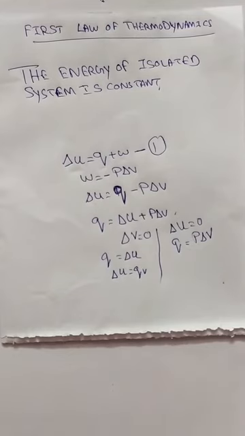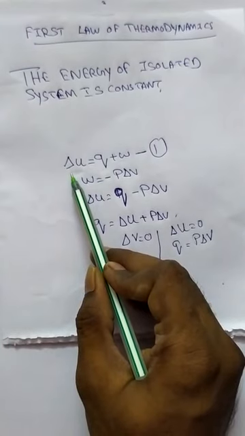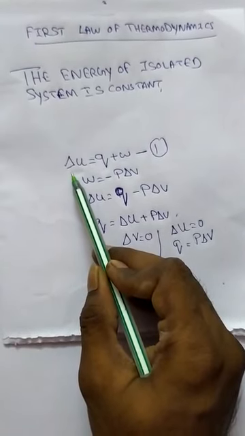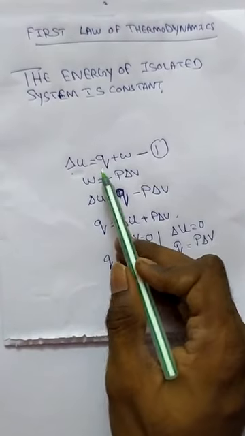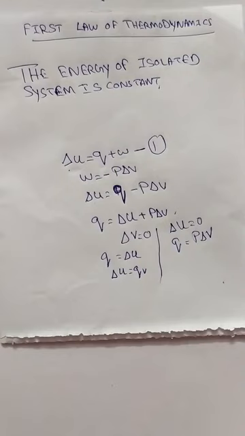You have to remember that del U is a state function, which depends on the initial and the final state, whereas Q, the heat change, is a path function. We all know heat change depends on the path in which the change is taking place, and W is also a path function. So Q is a path function, W is a path function, but still del U is a state function. Del U depends on the initial and final state of the system.